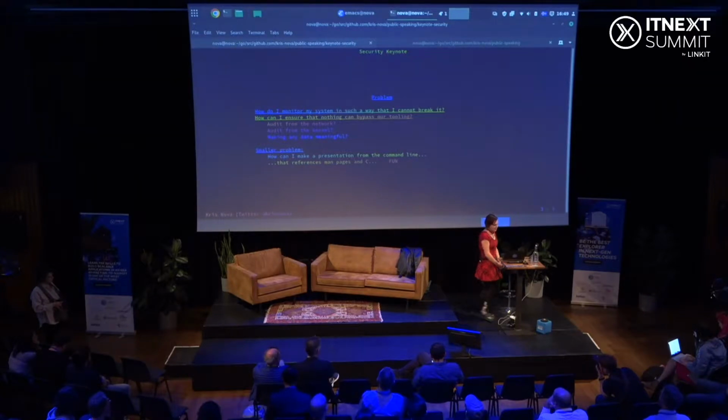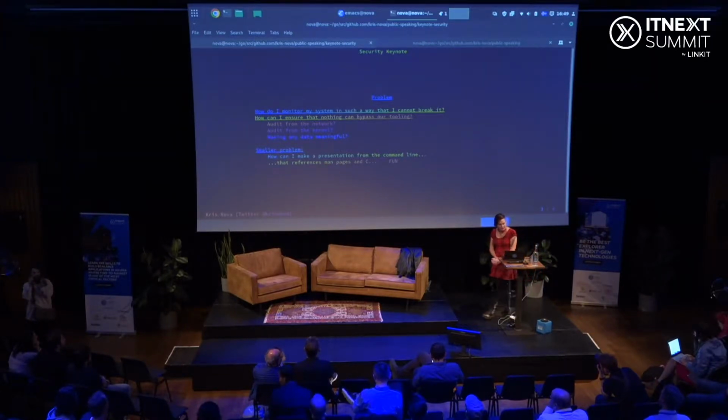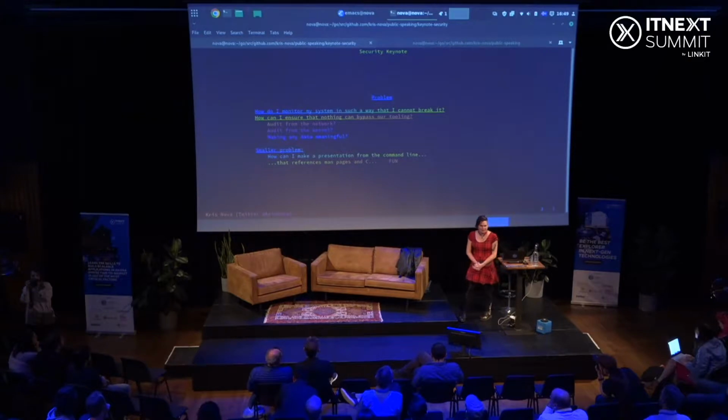So the three subsections here are, do we want to begin auditing the network? And if so, how do we ensure that those two problems are addressed? Do we want to begin auditing the kernel? And how do we make the data coming out of either of these sources meaningful to humans?